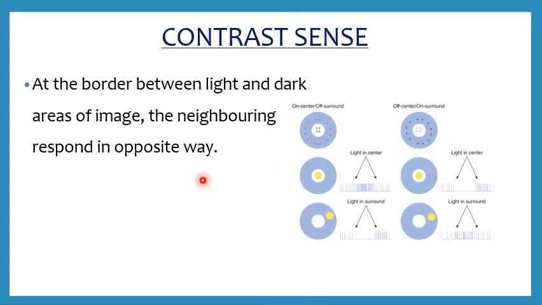So at the border between light and dark areas of the image, the neighboring cells respond in opposite ways. That is why these edges are so clear to us, because one cell will accentuate it while the other cell will decrease it, so that the edge will be clearly visible.